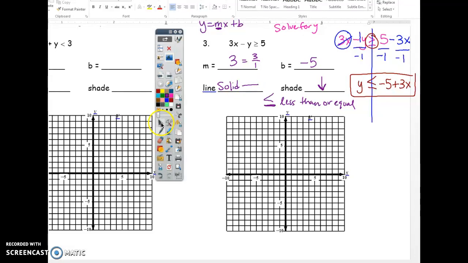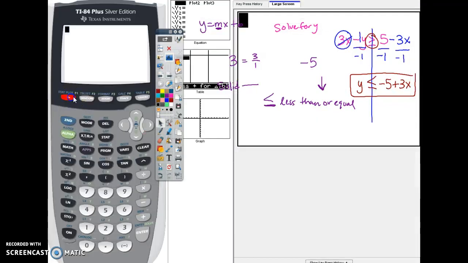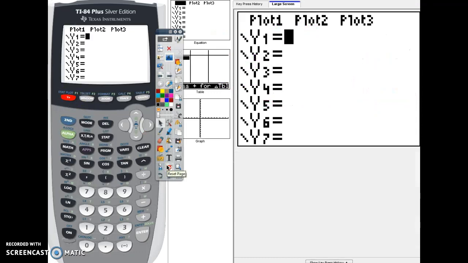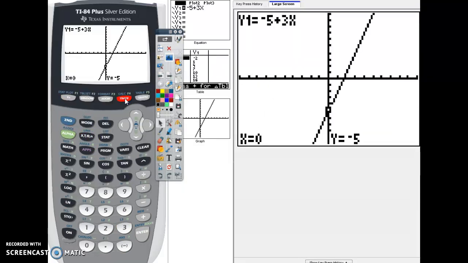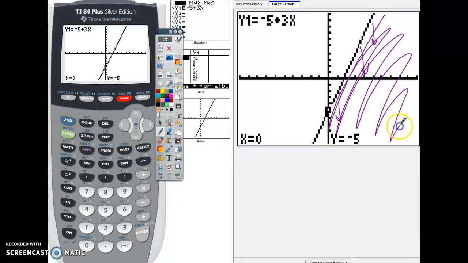So we can put it in the calculator. We can also do it by hand. I'm going to do both. We're going to go ahead and put it in the calculator and see what it looks like. Y equals -5 plus 3x, trace. That's what the line's going to look like. And remember, we're going to be shading below the line. So everything, it's going to look like this. Everything on this side will be shaded. Okay? And it's going to be a solid line.